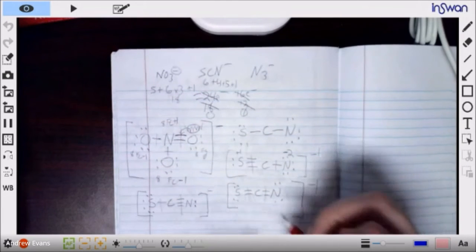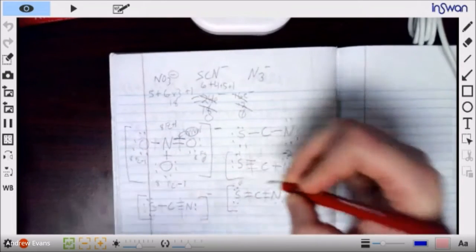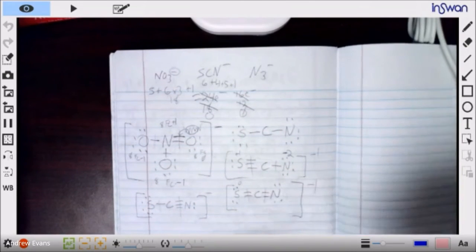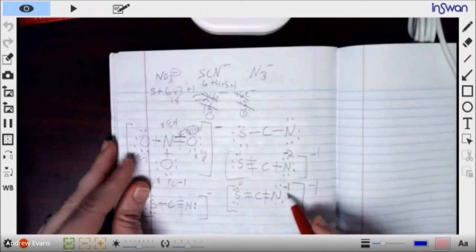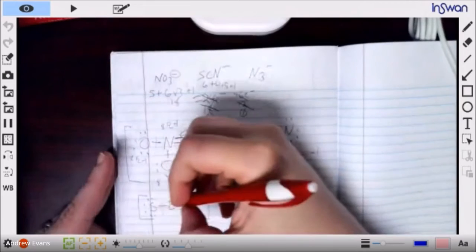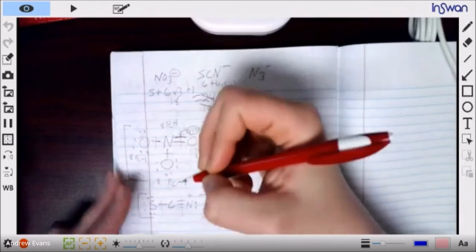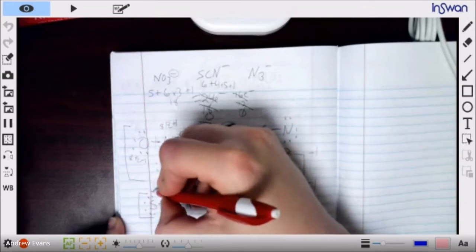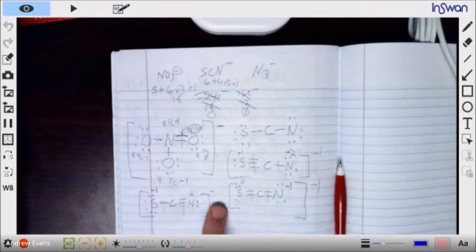Look at this structure. 1, 2, 3, 4, 5, 6. 0 formal charge on the sulfur. 1, 2, 3, 4, 5, 6. -1 on the nitrogen. 0 and -1 add up to -1. And finally, this structure down here, 1, 2, 3, 4, 5, 0 formal charge on the nitrogen. 1, 2, 3, 4, 5, 6, 7, -1 on the sulfur. 0 and -1 add up to -1.